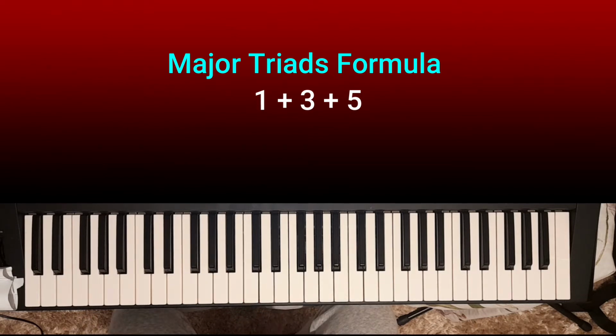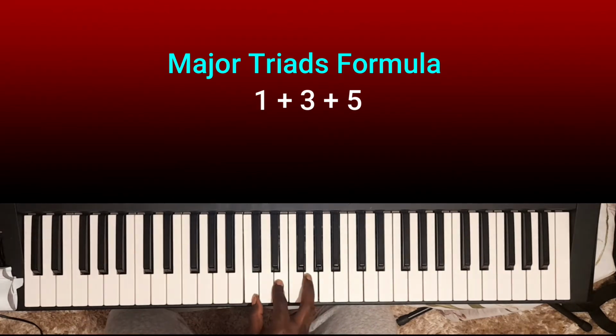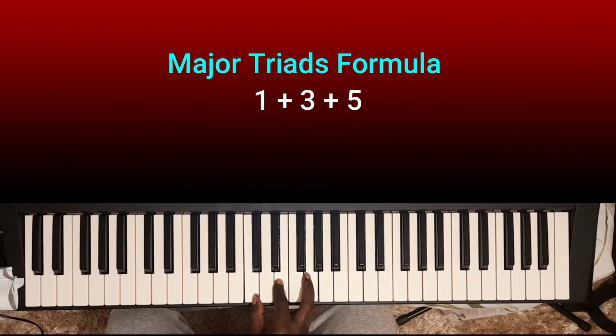So in the key of C, for example, our 1 is C, and our 3 will be, 1, 2, 3, E, and our 5 will be, 1, 2, 3, 4, 5, G. So with 1, 3, 5, we have a C major chord in its simplest form. And this is how you construct major chords, major triads. This is called a triad because it's got 3 notes. So in any key you can use this formula, 1, 3, 5.